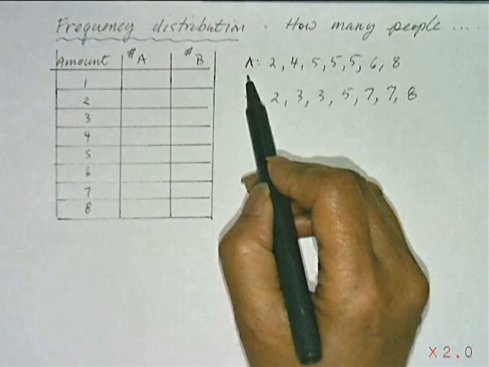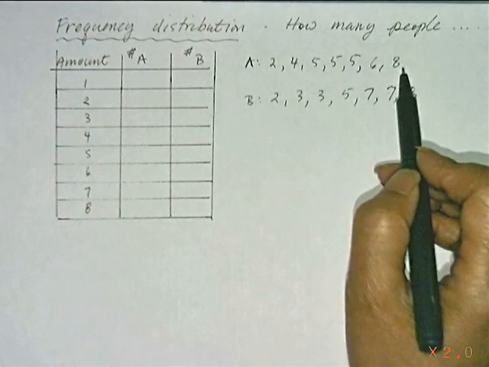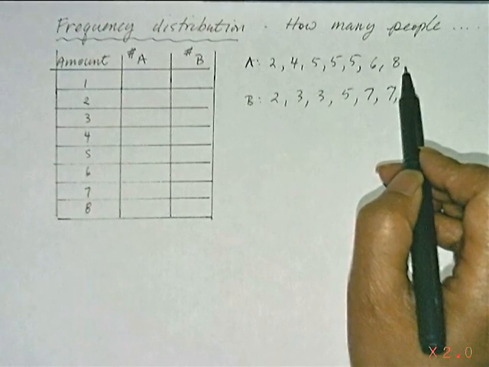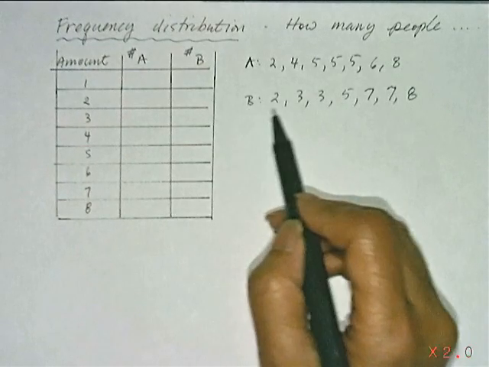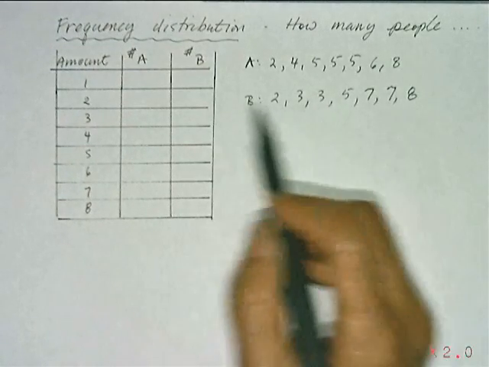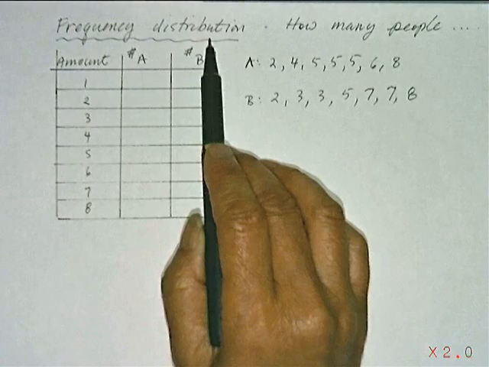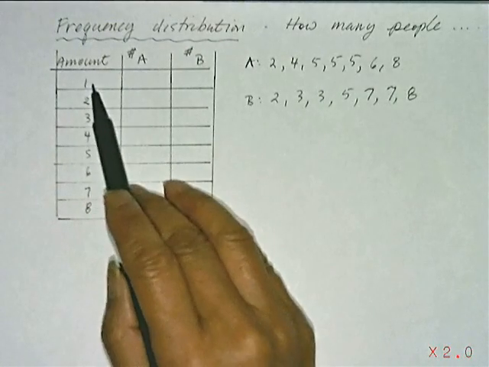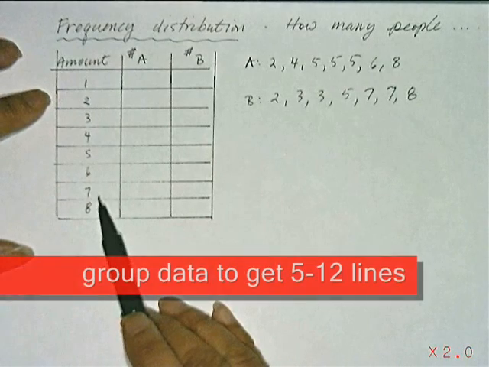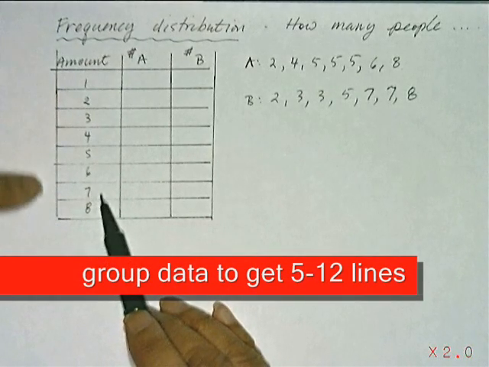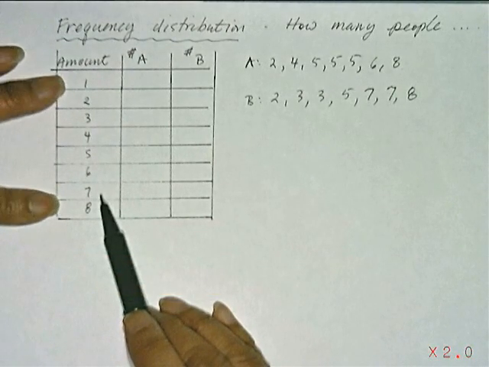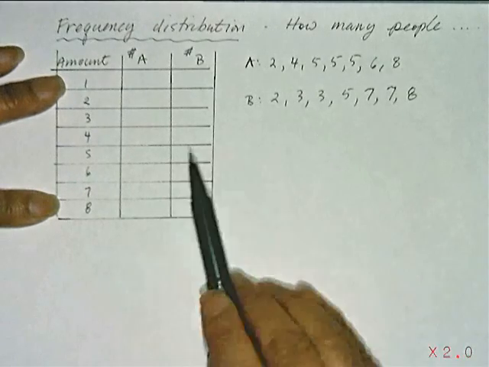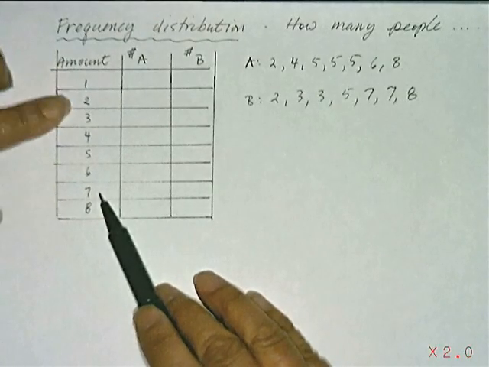Group A had these dollar amounts in their pockets, and group B students had these dollar amounts in their pockets. We're going to produce a frequency distribution, and I've listed the amounts here in order, going from 1 to 8. Frequency tables should have a minimum of 5 up to 12 lines. In this case, we have small sets of numbers, so I'll just keep them in groups of 1.